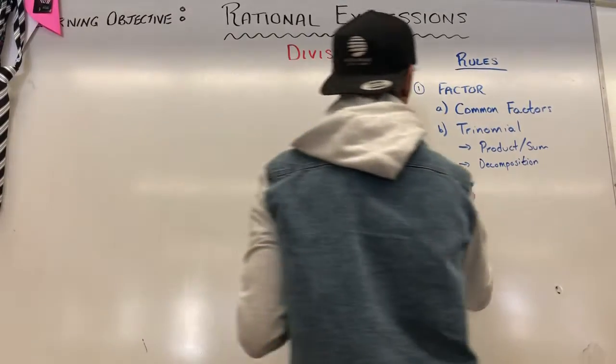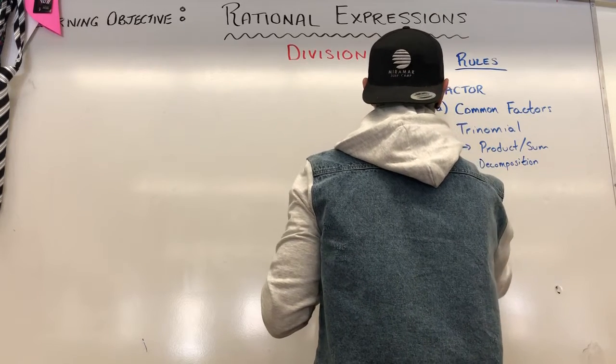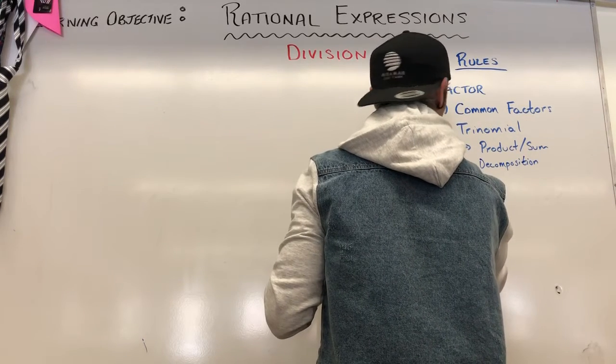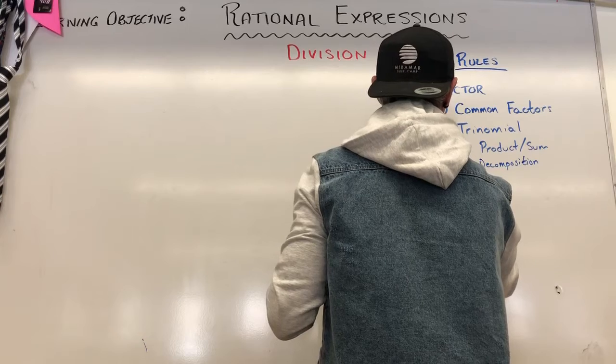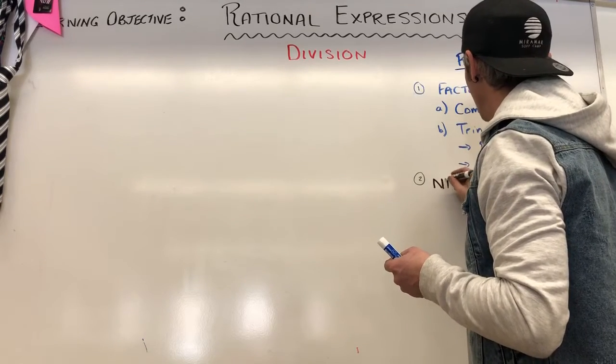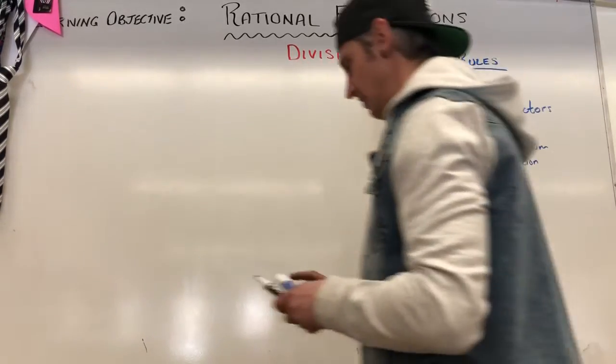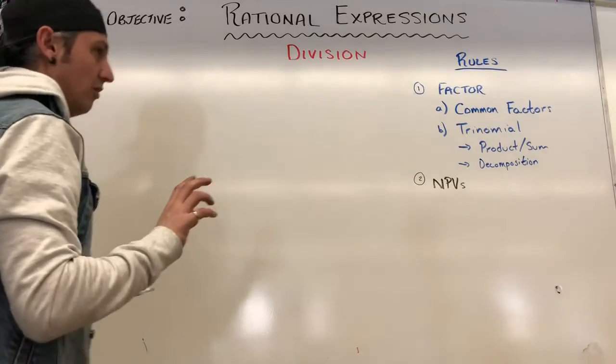Factor, and then, now once we've factored, we're going to do our non-permissible values. Now, in division with non-permissible values, there's one small change.